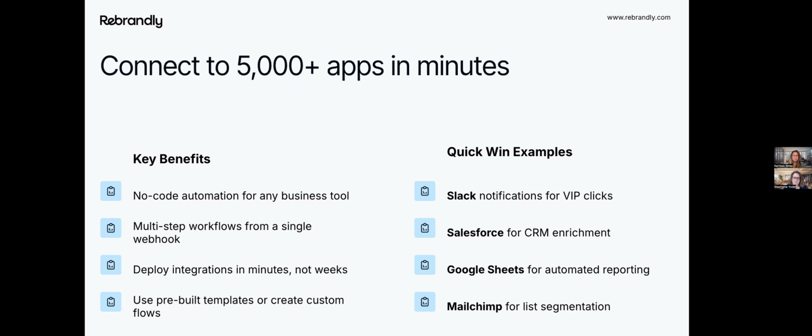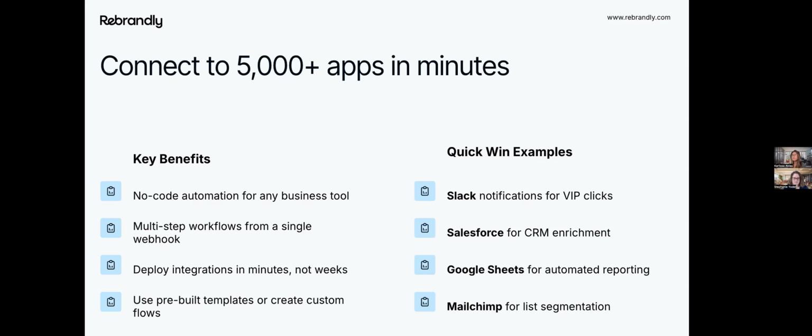So some popular connections that you can see here are Slack notifications for VIP clicks so that your team gets pinged in real time. You can connect to Google Sheets for automated reporting, your dashboards update themselves. If you have Salesforce integration, you can do that for CRM enrichment. If you have a marketing automation tool like MailChimp, you can do automatic list segmentation based on engagement as well. But honestly, whatever tools you're using, Zapier probably connects to them.